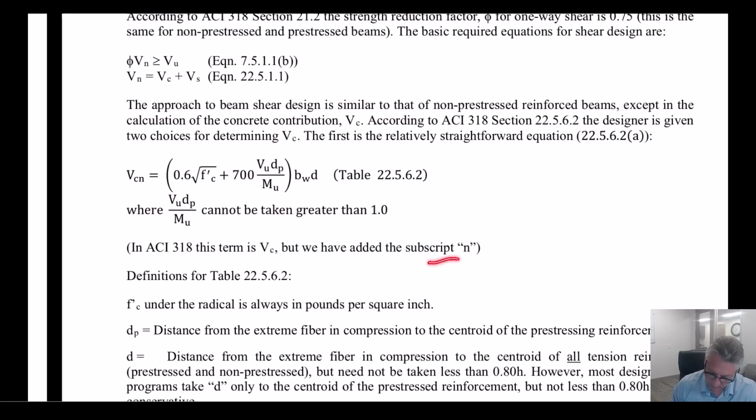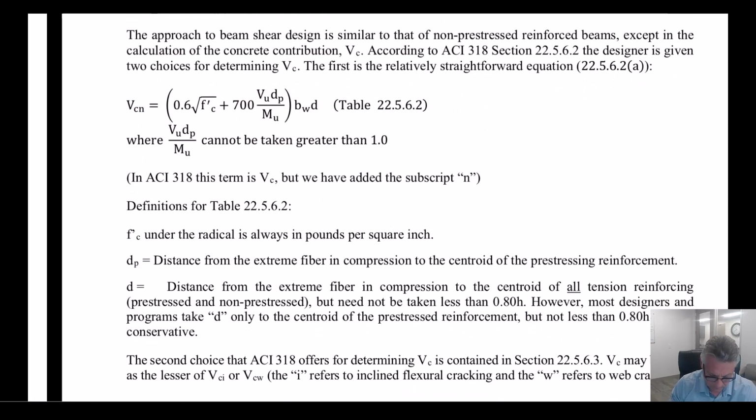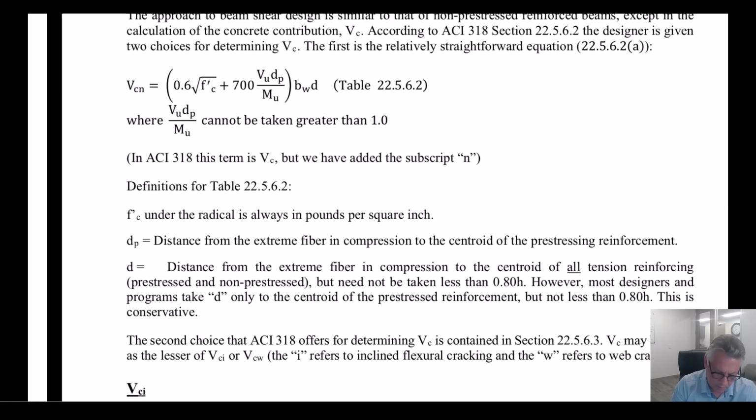Okay, again, Dad started this. I've continued it. We just added the N to the VC equation in the code. F prime C, always remember that whenever in any ACI equation, any one of them in any chapter, if it's under the radical, it's under the square root, that has to be in PSI. So don't make that mistake. Students make that mistake all the time. Don't stick 4 in there for 4,000 PSI concrete. Your results will be very strange.